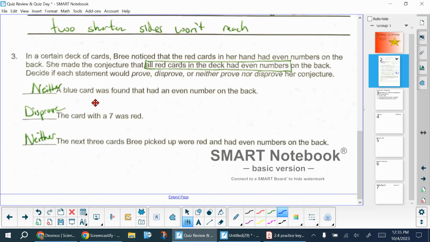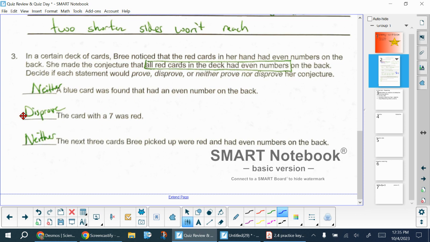Then number 3, this is talking about, again, what does it take to prove or disprove a statement? So we have the statement, all red cards in the deck had an even number. If we find a blue card, it doesn't matter what's on the back. Our statement was only about red cards, so that doesn't do anything for us. If we find a card with a 7 on it that was red, well, that is a counterexample. We thought all red cards had even numbers, we found a red card with an odd number.